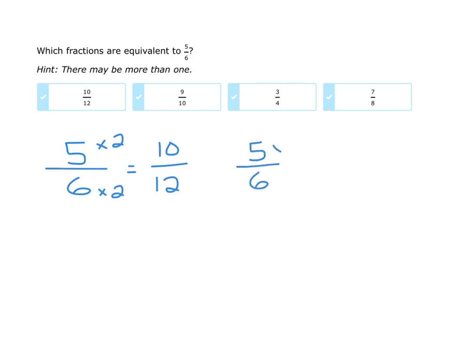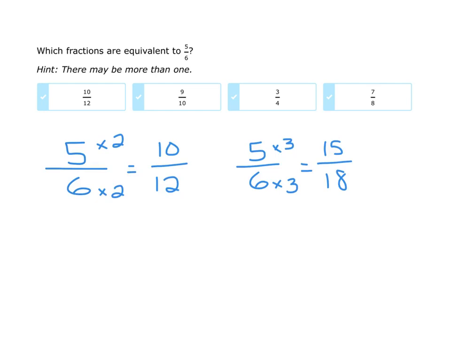I could multiply the amount of pieces by 3 and still produce an equivalent fraction. That would produce a 15 and an 18. But those pieces became a lot smaller. 18ths are smaller than 12ths. And as you see in my choices, 10 twelfths are the smallest amount of pieces. Twelfths are the smallest pieces in all my choices.